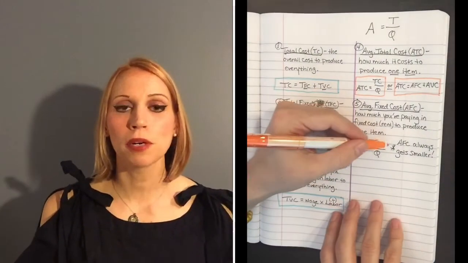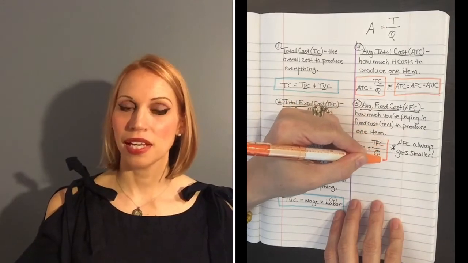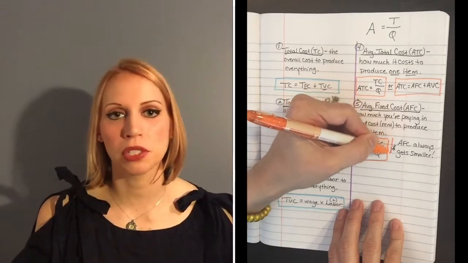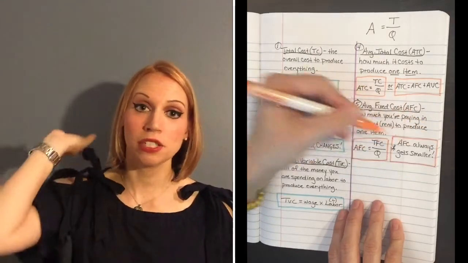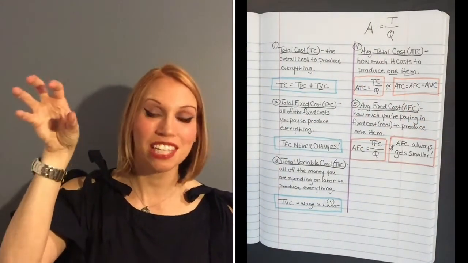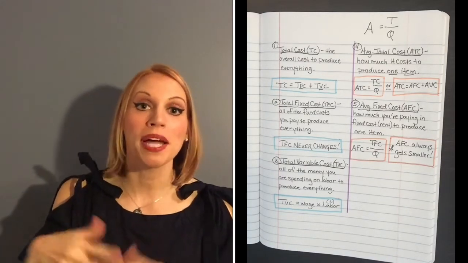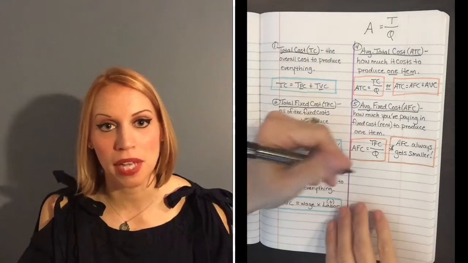Now, the thing to remember about average fixed cost is that average fixed cost always gets smaller. Well, think about what you're doing when you're averaging. You're dividing. So if we're taking average fixed cost, that means we're taking total fixed cost, which is a stationary number that doesn't change, and we're dividing it by a bigger and a bigger denominator.